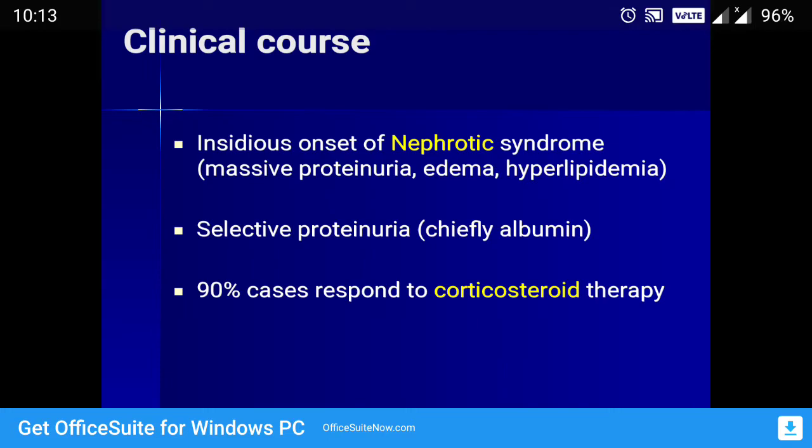And how do these patients present? They present with nephrotic syndrome. So remember here, nephritic syndrome is very rare, but the presentation is mainly nephrotic syndrome. What do you mean by nephrotic syndrome? There is massive proteinuria, more than 3 grams. Then there is edema and hyperlipidemia.